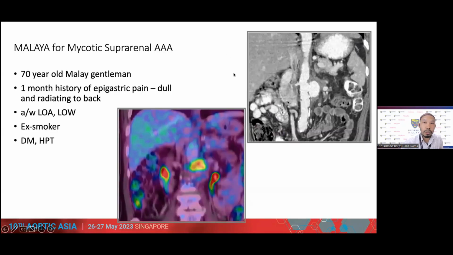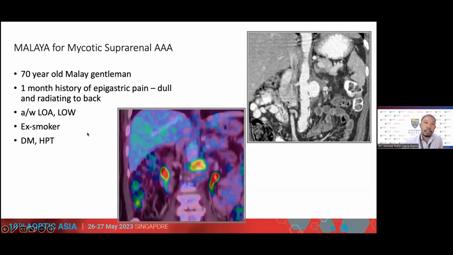Okay, so recently this year we have an even more complex challenge where we have a suprarenal mycotic AAA, where it involves the visceral vessels as well. As you can see, it involves the right renal, the left renal, even the visceral. So it's going to be super difficult to actually stent this vessel without causing any ischemia to the organ.